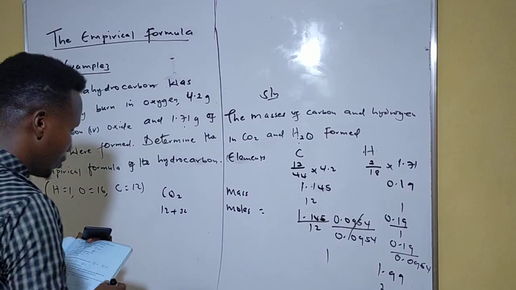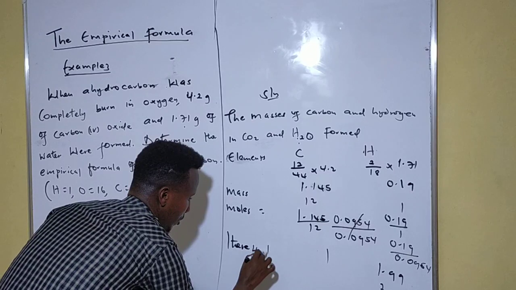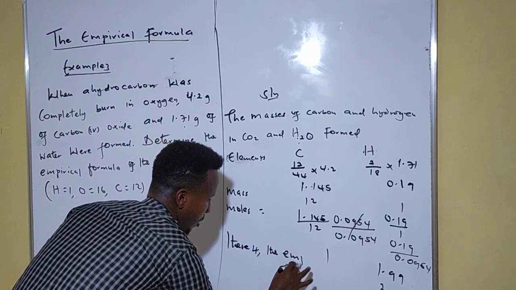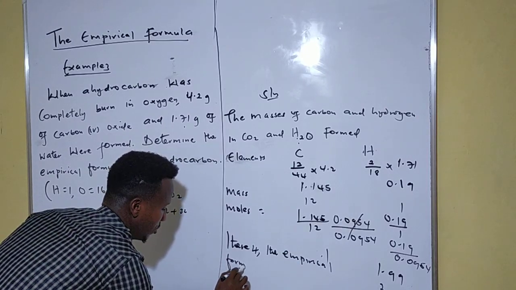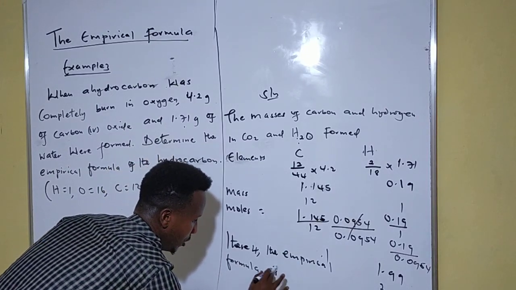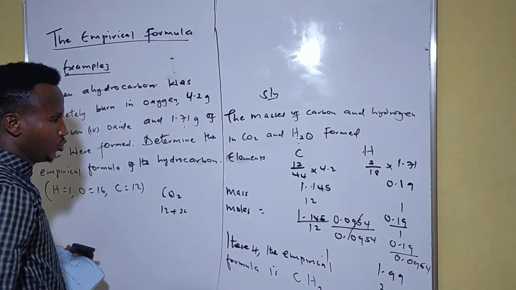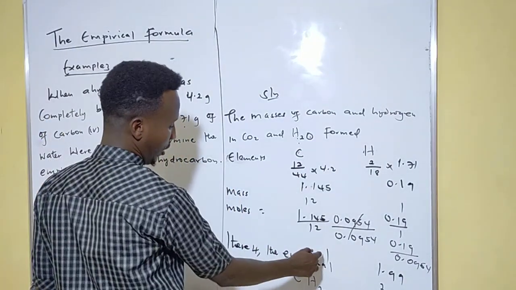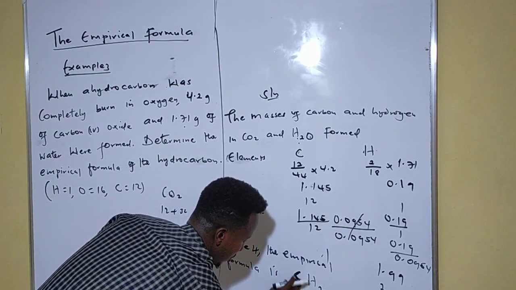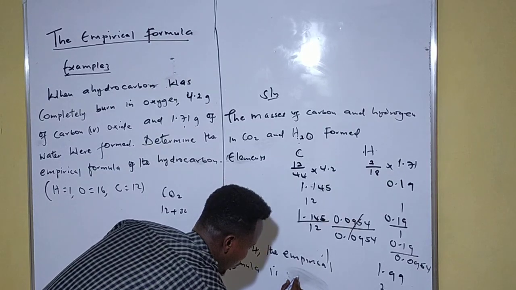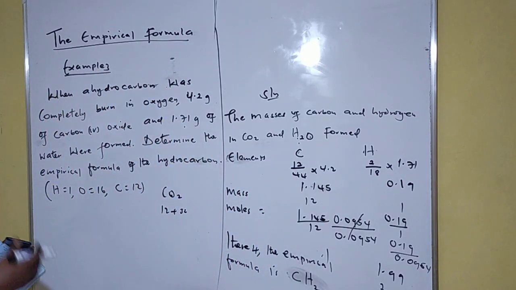So we're going to say therefore the empirical formula is CH2. Okay, CH2, because you're going to multiply C by 1, so it will remain C. Okay, CH2. So that's how you're going to calculate. Look here, let me make you understand this thing.